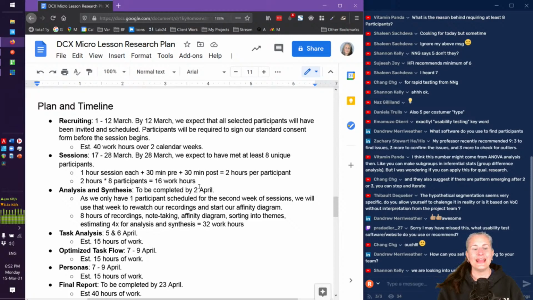If we're going to meet 8 people and we're going to talk to them for an hour each, I like to block off 30 minutes before for prep and 30 minutes after for post to get some of my additional ideas and notes out of my head after the session ends. So I tend to block 2 hours per participant, times 8 participants in our case, 16 hours.